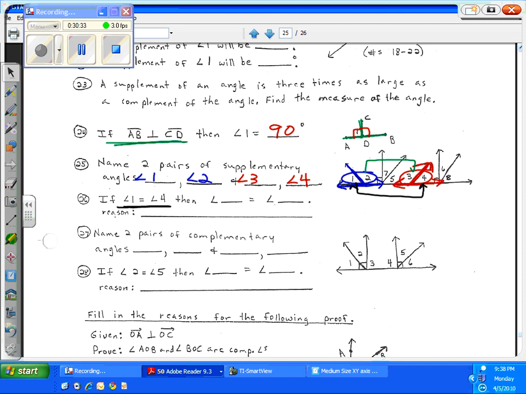If we knew that angle 1 was equal to angle 4, then we could reach the conclusion that angle 2 was equal to angle 3 and justify that with the reason supplements of equal angles are equal. That's my abbreviation for angles in the middle of all of that. Okay?